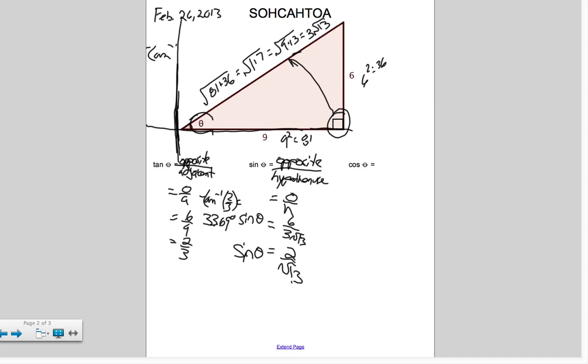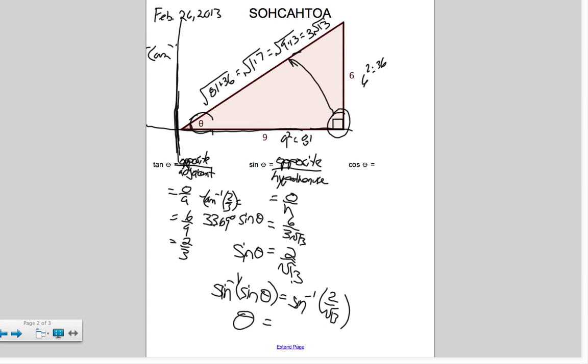So what do you think the opposite function of sine is? Let's try: inverse sine. Inverse sine is written like this: sine -1 of theta. So here we get sine inverse of 2 over root 13.